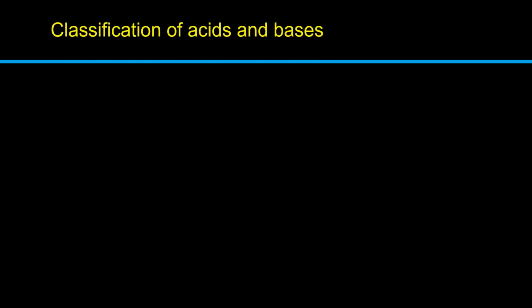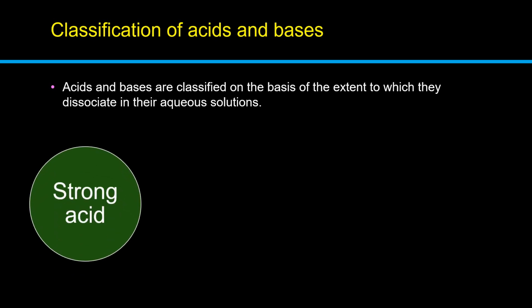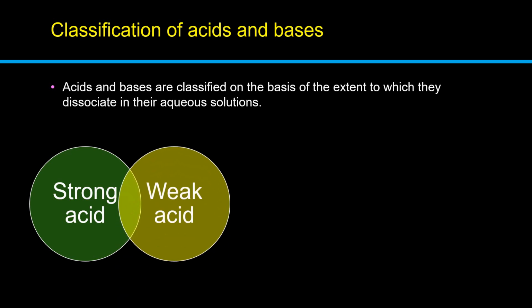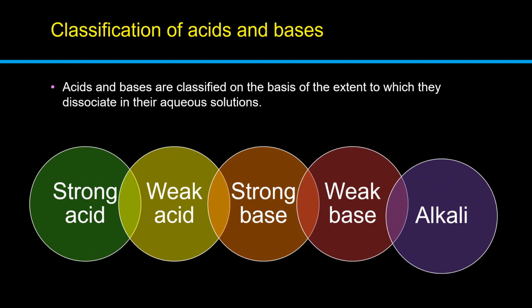Now we will learn how acids and bases are classified. Acids and bases are classified on the basis of the extent to which they dissociate in their aqueous solution. Accordingly, they can be classified as strong acid, weak acid, strong base, weak base, and alkali.